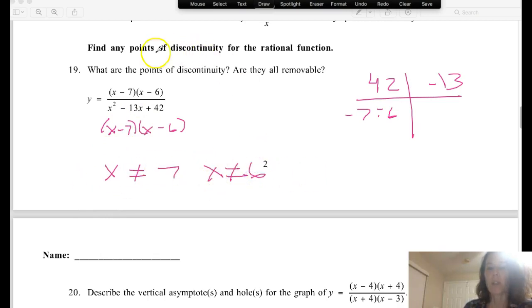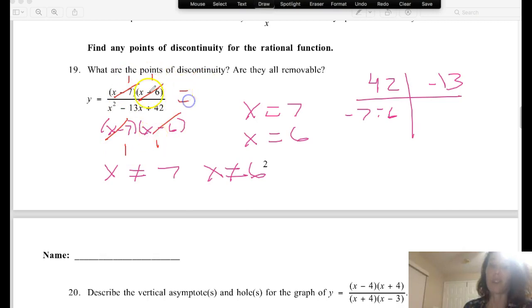Now here's my question. What are the points of discontinuity? They are x equals 7 and x equals 6. Those are my points of discontinuity. Now, are they removable? Meaning, if I simplify this, am I going to end up with asymptotes here, or are they removable? Are they just a hole in the graph? Well, you can tell that by reducing your rational expression here. If you reduce it and they divide out, then they are removable. So x minus 7 divides with x minus 7 and gives me 1. x minus 6 divides with x minus 6 and gives me 1.